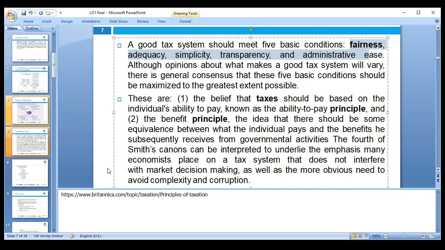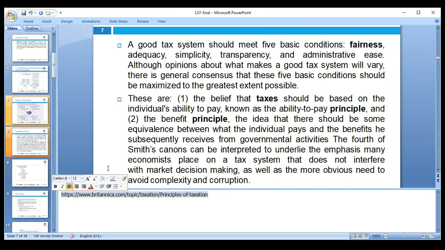Any question on this one, which is more generic? Yes, I copied the link. If you want to read further, you can as well. There are some links underneath the slides.